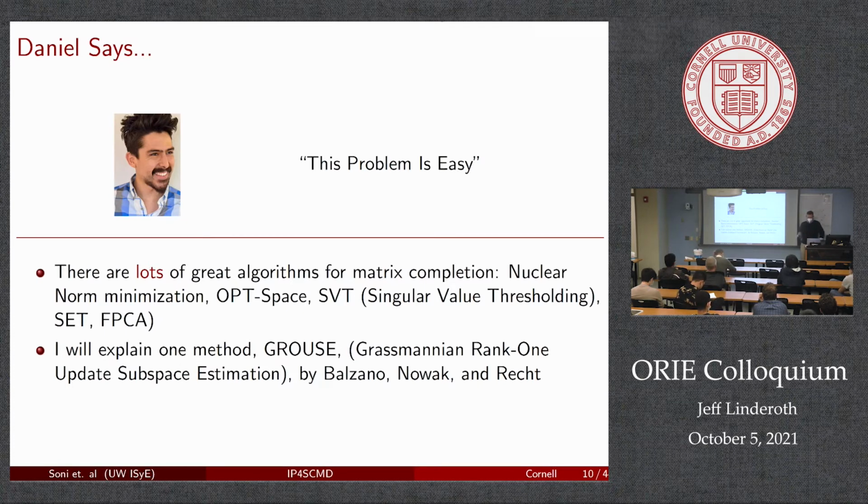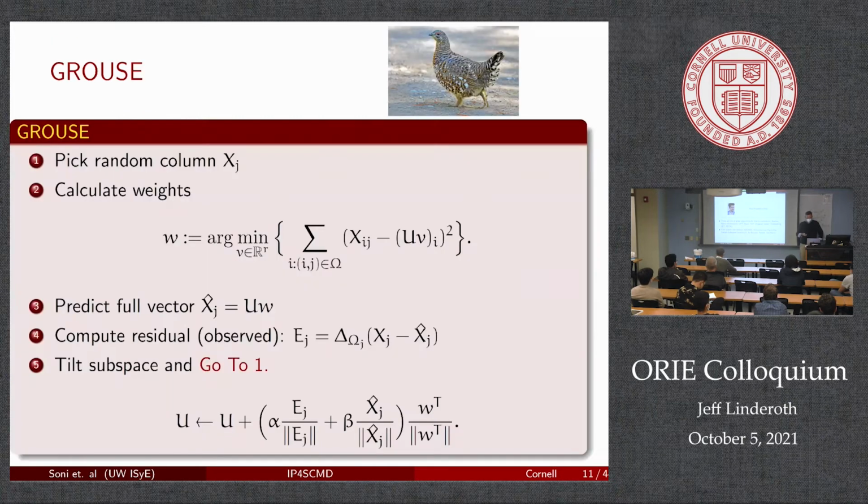I'm going to explain one method because we're going to compare against it later on. I like it because it has a nice acronym, but it's also an intuitive method to me, and it actually turns out to work rather well, at least in our computational experiments. It's called GRASTA, which stands for Grassmannian Rank-1 Update Subspace Estimation. And it works as follows. There's lots of notation here, but it's a very geometric idea.